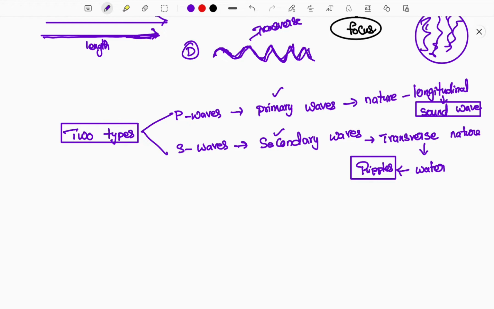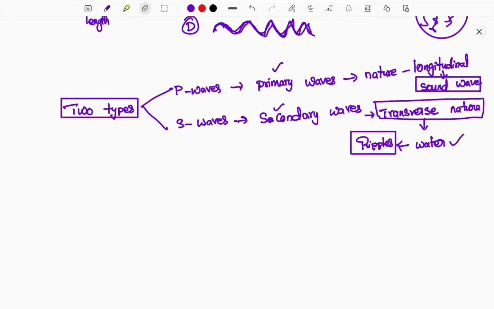So this so-called ripple effect in the water is a similar example of the transverse nature. How does this ripple effect form? Like this. So this is called the transverse nature. So now you know what is the nature of P waves and what is the nature of S waves.